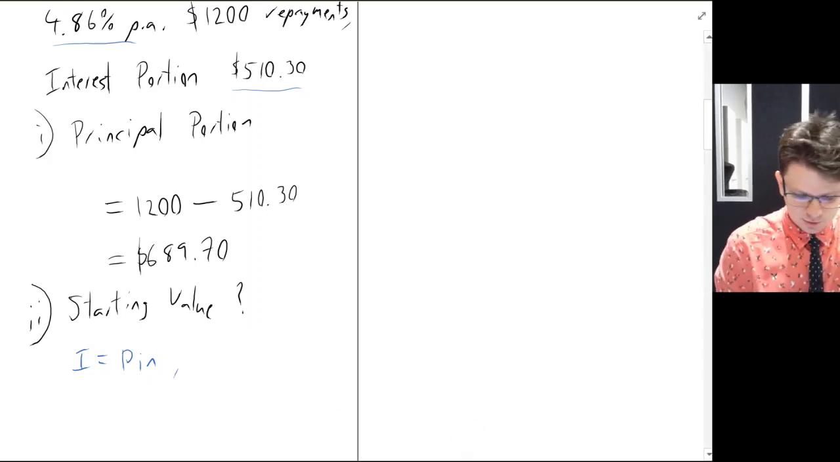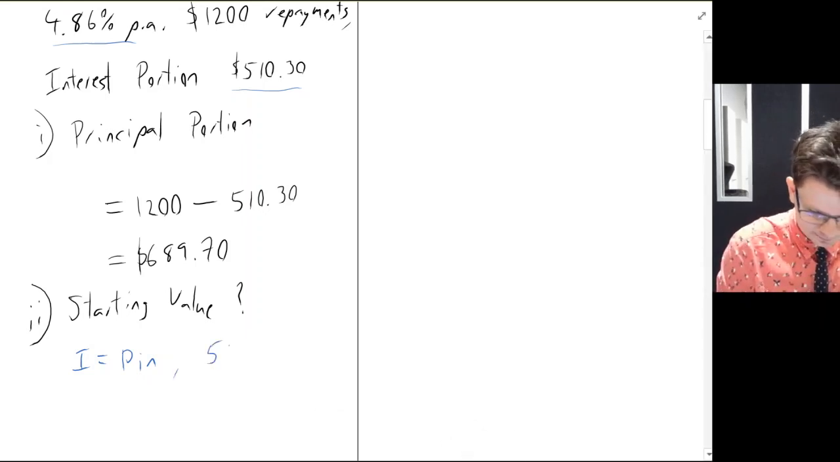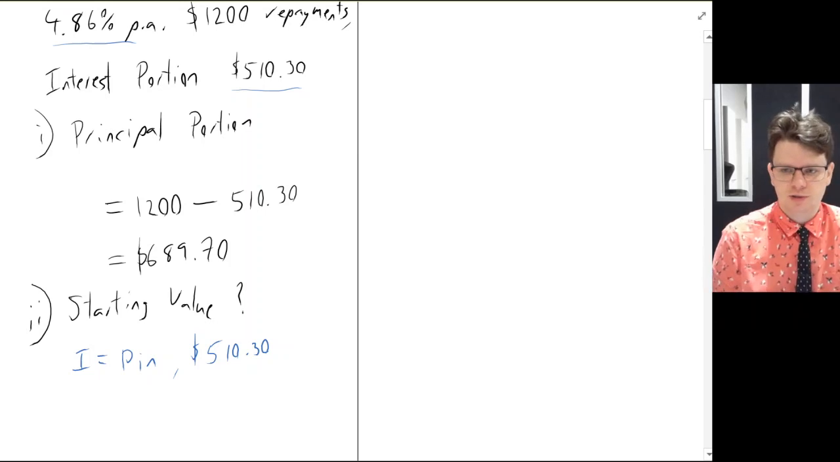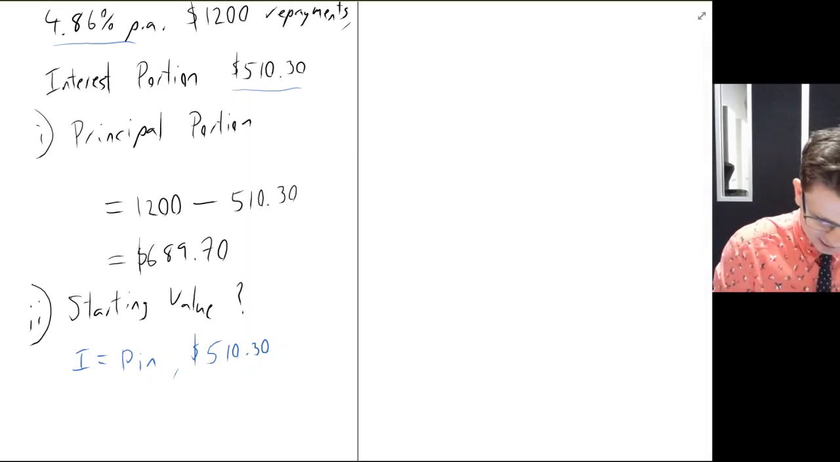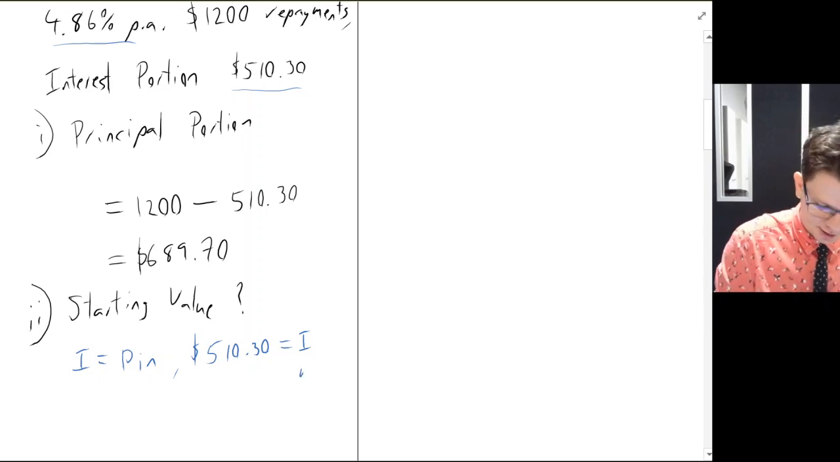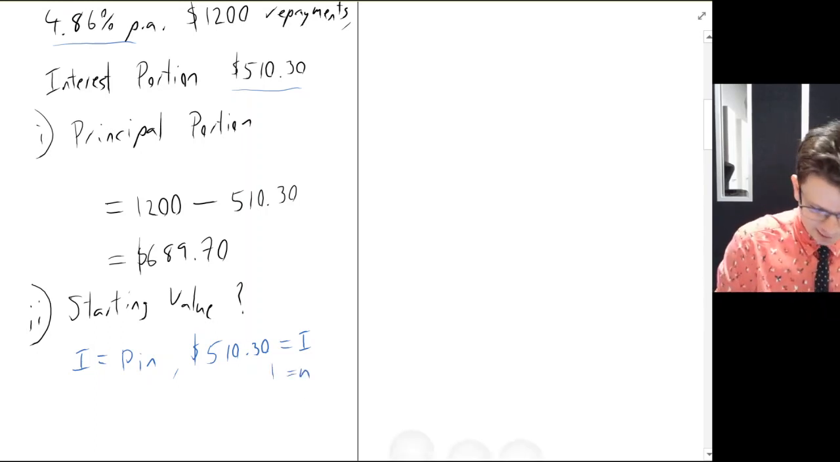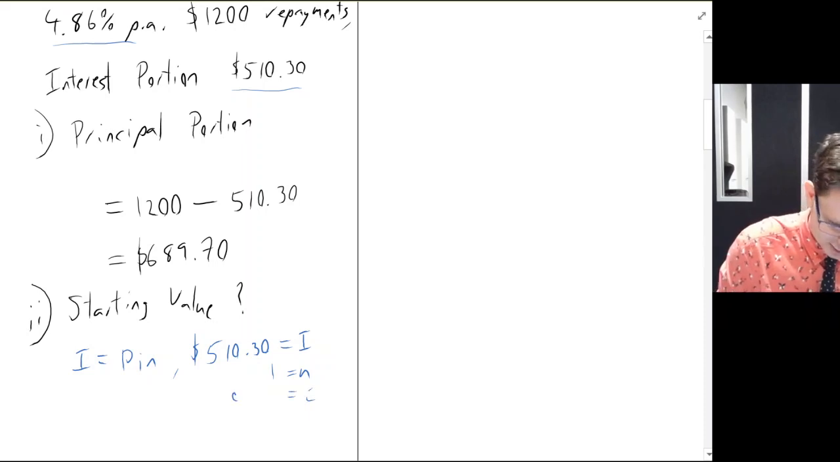So my interest, well, that's 510.30, right? Because that's what my interest portion is. It's how much the interest was on that first one. So that's my capital I. We're only looking at 1 year, which is the thing that makes this work. So that's n equals 1. And my little i, my interest rate, is just going to be 0.0486.